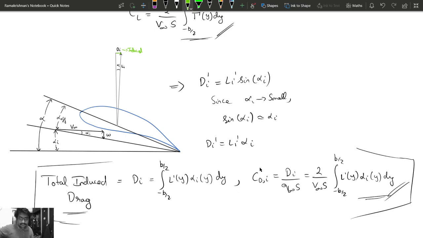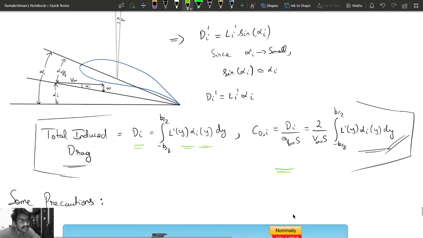Li prime, and from that we can say that our total induced drag is nothing but the span-wise integration of my lift per unit span times my induced angle of attack. And I can say my induced drag coefficient is nothing but my total induced drag over my dynamic pressure Q infinity times characteristic length S, which is nothing but this integral divided by V infinity times S. So that ends the discussion of induced drag, the quantitative discussion.